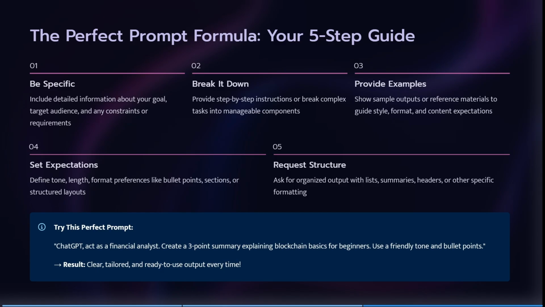Set some expectations. So here you need to define the tone, length, and format preferences, as I mentioned, like bullet points, sections, structured layouts, or however it is that you want it. Then you need the request structure. So you need to ask for organized output with lists, summaries, headers, or other specific formatting.